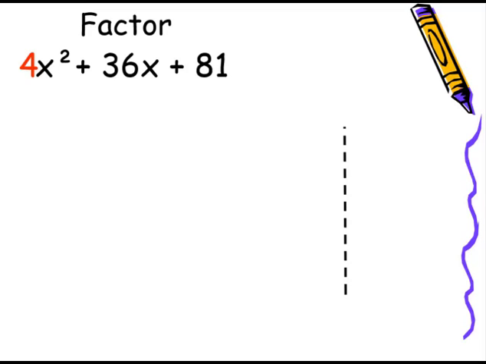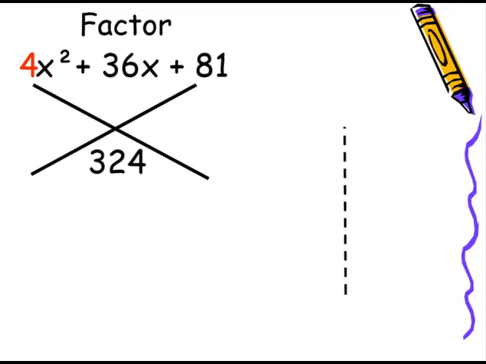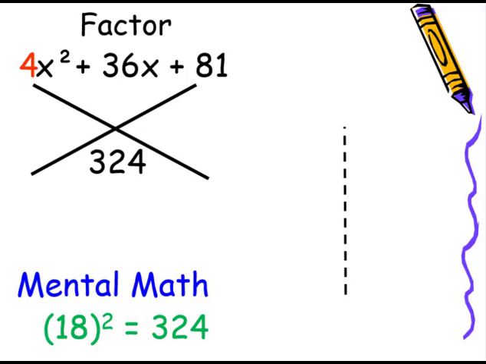Let us factor when the leading coefficient is not a 1. First, let's check to see if this quadratic trinomial is a perfect square by multiplying 4 times 81. Now, we'll take half of 36, which is 18, and square it, and it checks. 324 is equal to 324. 4x squared plus 36x plus 81 factored is the quantity 2x plus 9 squared.